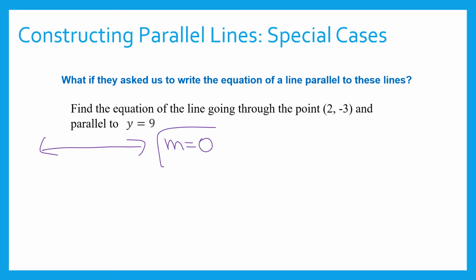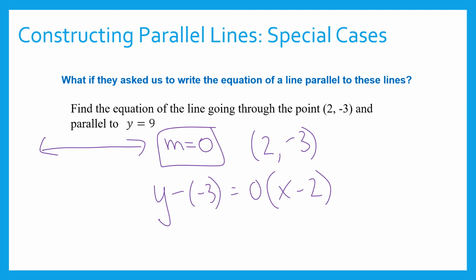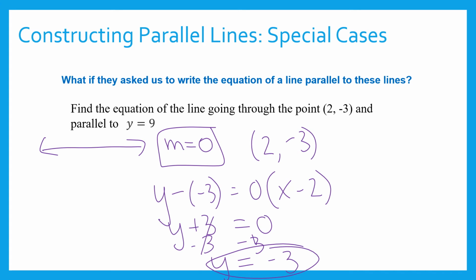So I need to use the slope of 0, and it has to go through the point (2, -3). So plugging that into point-slope form, y minus -3 equals 0 times x minus 2. Remember, the right-hand side is just going to be 0, and over here I get y plus 3. Now I need to solve for y so that I have it in equation form. So -3 on both sides, and I get y equals -3. So my equation is y equals -3.